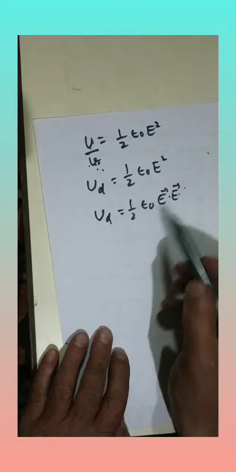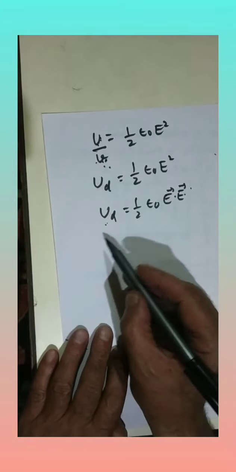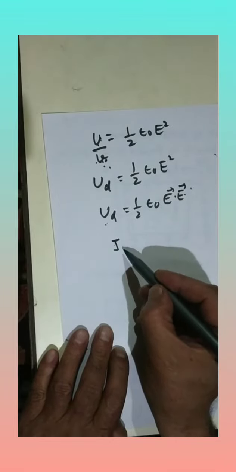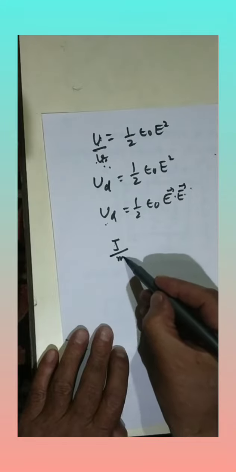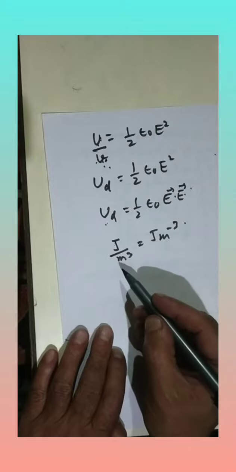Okay. Now its units. Energy density is energy per unit volume. Energy has a unit of joule and volume has a unit of meter cube. So the unit is joule per meter cube.